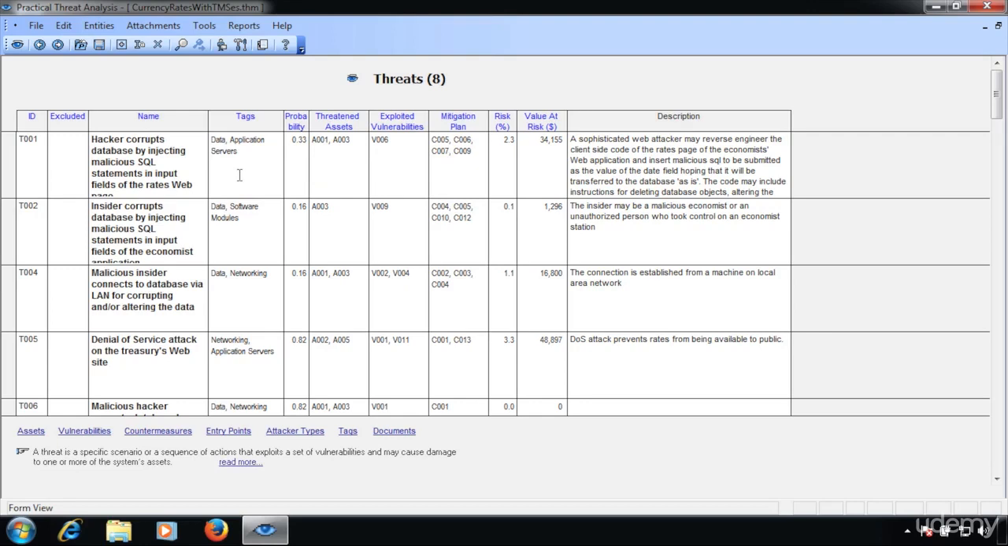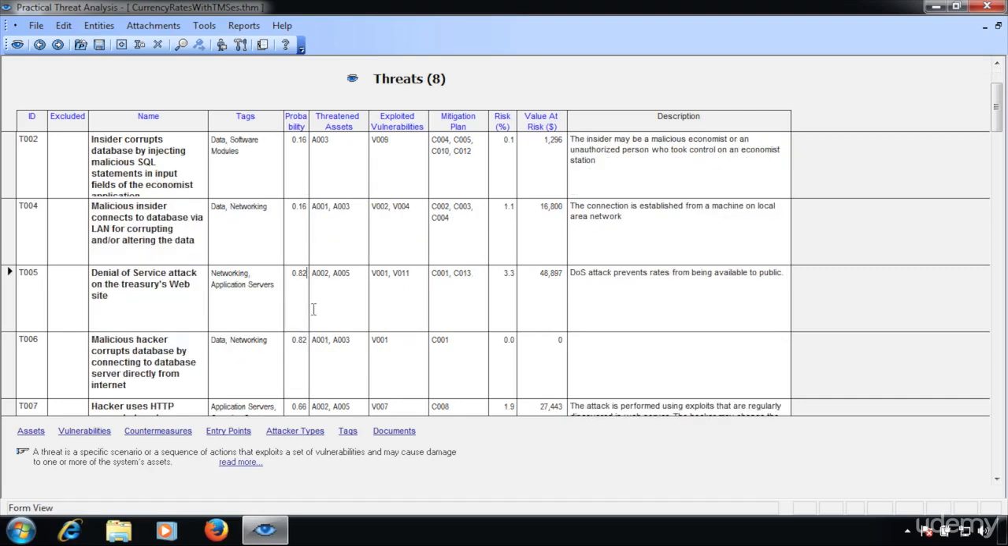All right, so let's go ahead and read what we have here on this threat page. If we look down here, we have tags for each of the threats. So we have probability of occurrence. SQL injection from a hacker has 0.33% probability of happening, and the insider 0.16 for another malicious insider. DOS attacks 0.82. That is higher because a DOS attack is easier to carry out.